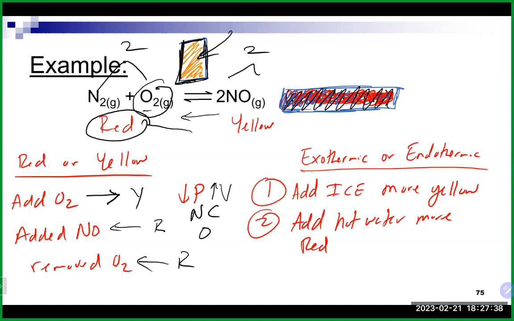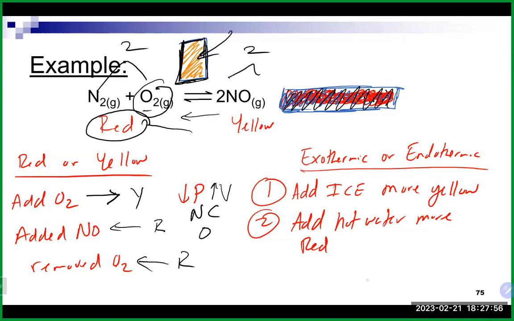All right, so based on our observations here, when we added it to ice, capitalize it because we're doing ice tables, but regular ice, it became more yellow. And when I added it to hot water, it became more red. Would that be exothermic or endothermic?